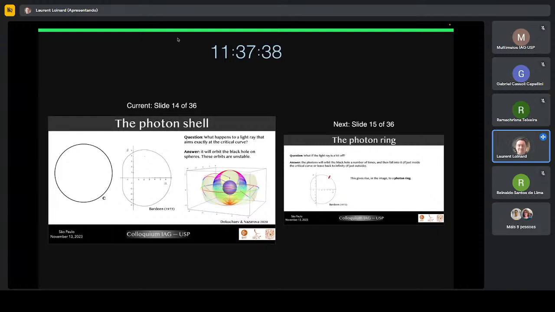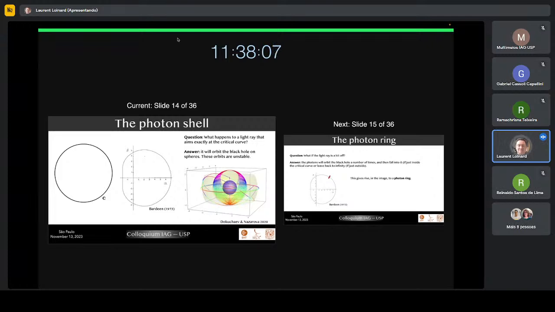Right? So what happens to a light ray if it hits right on that critical curve? Well, as you can imagine, it's not going inside, because to get inside, it would have to hit just a little bit inside of that curve, and it's not going to infinity either, because it would have to hit outside to go to infinity. So what does it do? Well, it turns out this photon is going to stay in orbit around the black hole. So in the case of a Schwarzschild black hole, these orbits are circles, right?